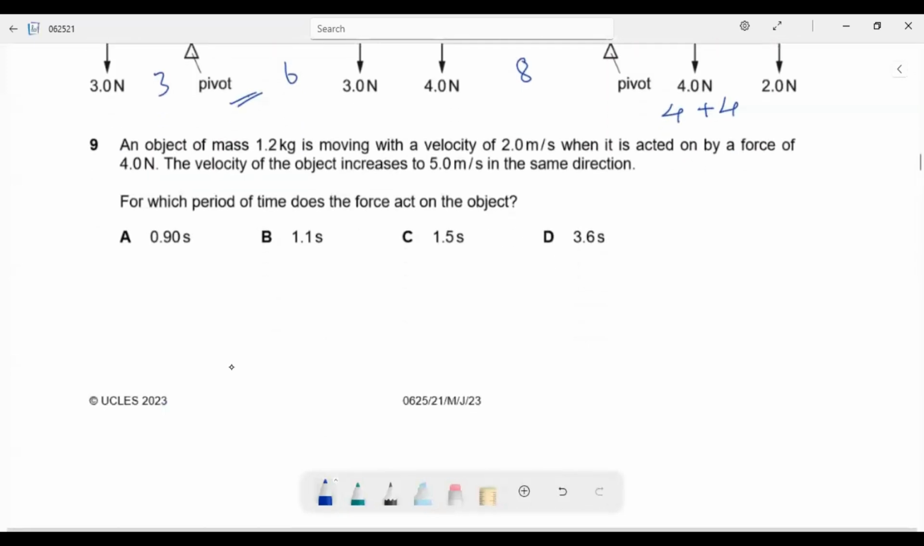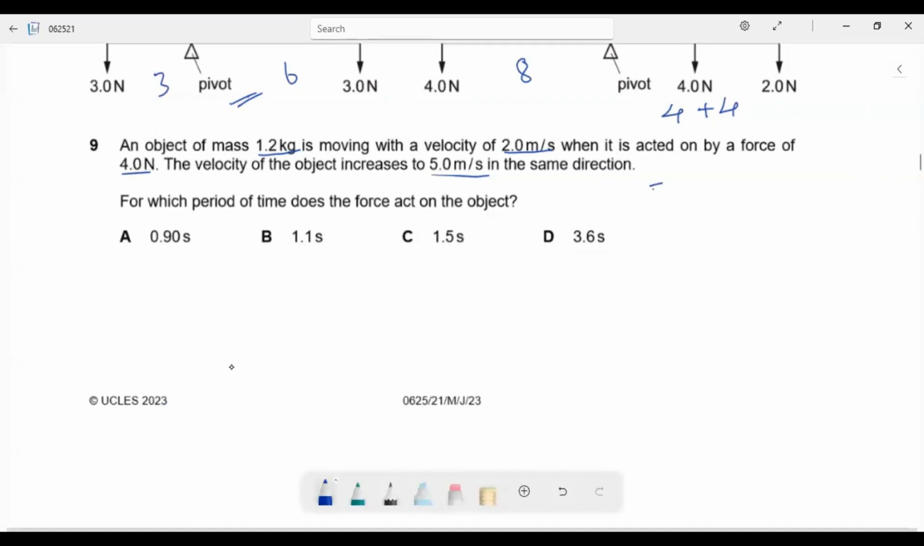An object of mass 1.2 kg is moving with a velocity of 2 meters per second. When it is acted on by a force of 4 Newton, the velocity of the object increases to 5 meters per second in the same direction. For which period of time does the force act on the object? So initially the velocity was 2 meters per second. Finally, the velocity is 5 meters per second. So a force of 4 Newton is acting. So at which time is it active?